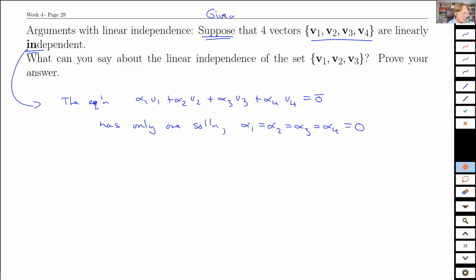Okay, well, what's the test? The test is that when I add up a linear combination of those things and have it add up to 0, the only way to make that happen is to have all 4 coefficients 0. So that's our starting point.